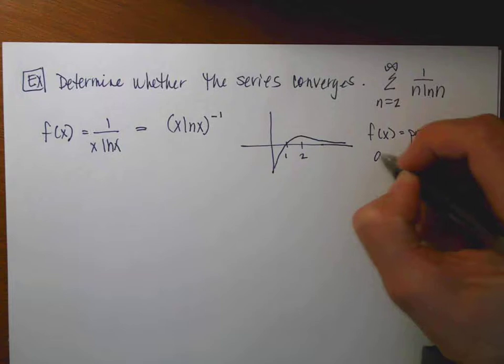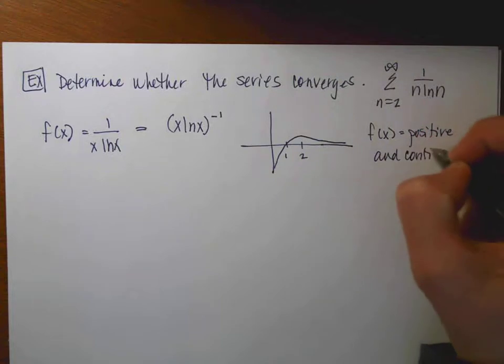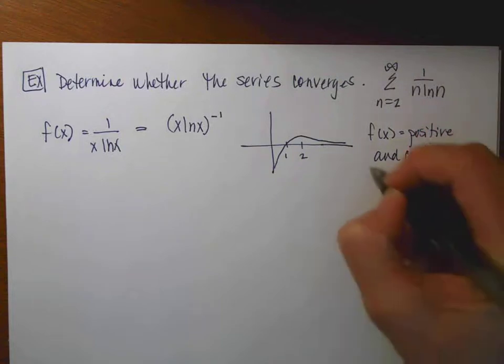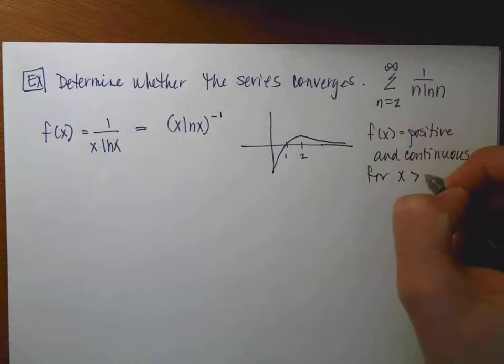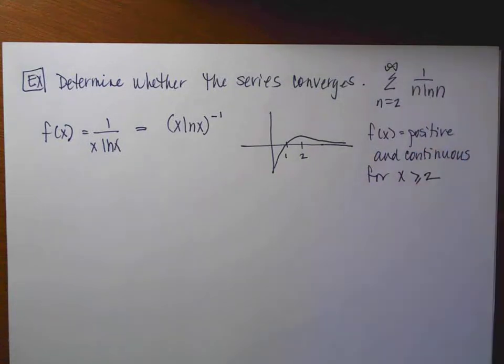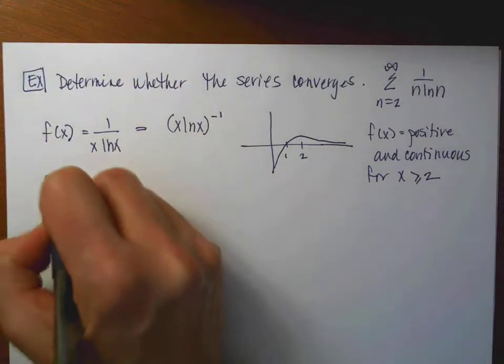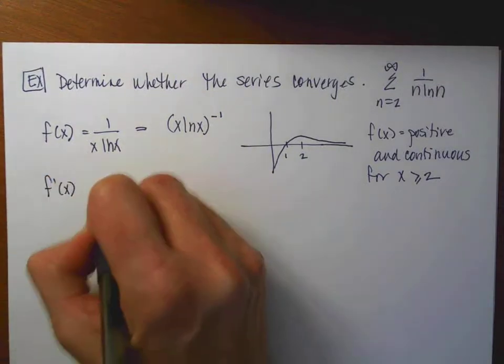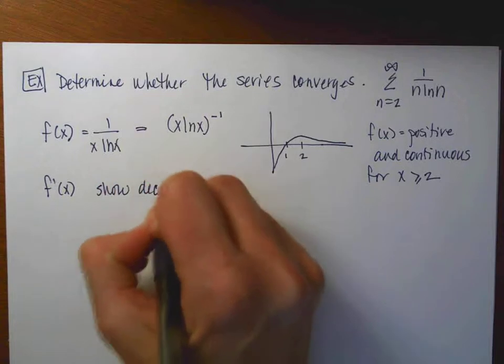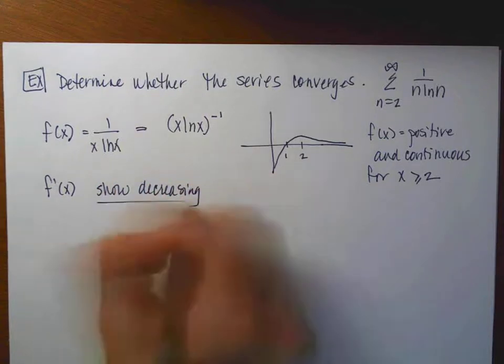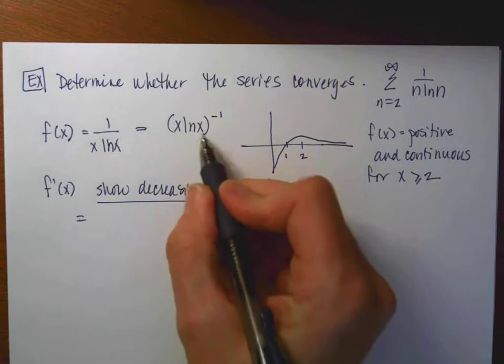so we know that f of x is positive and continuous for x is greater than or equal to 2, my bad. So now what we need to do, because remember, one of our other tests is we need to show that the function is either increasing or decreasing. And so if I'm trying to use the integral test, I need to show that it's decreasing. So I'm going to take my derivative, because my goal is to show that it's decreasing.